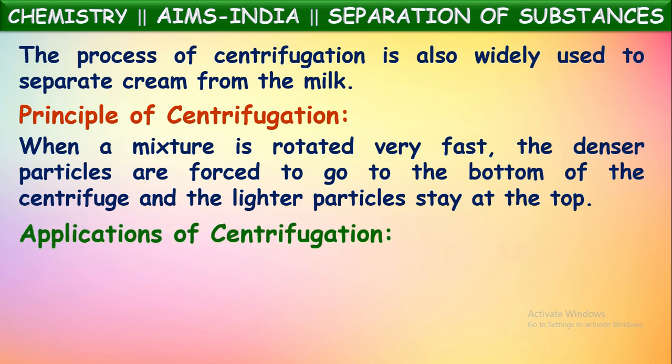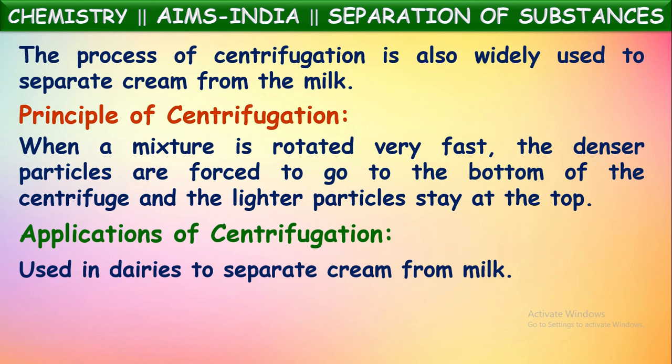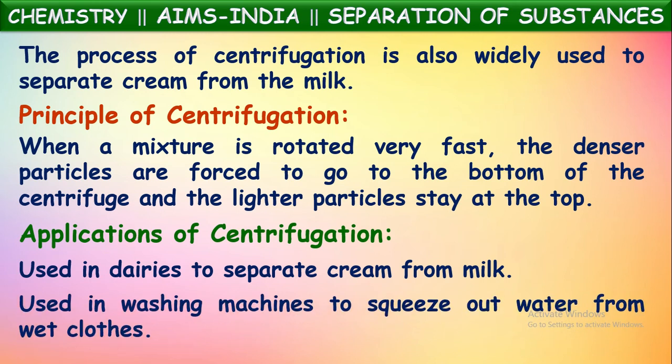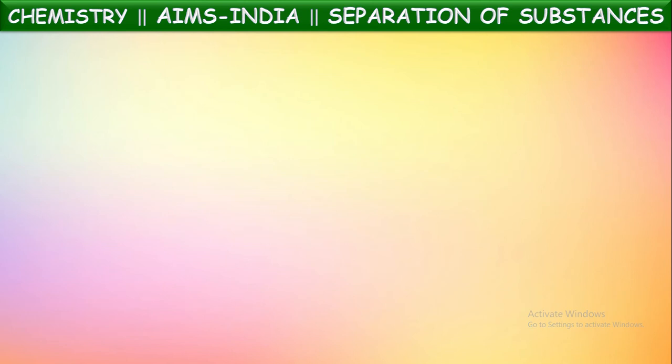So where do we apply this centrifugation process? As we told, it is used in dairies to separate cream from the milk. In the milk dairies, they separate milk and cream by using centrifugation. Milk will be whirled at very high speed so that cream will be separated from it. It is also used in washing machines to squeeze out water from wet clothes. In washing machines, clothes are whirled at very high speed, isn't it? Then the water and the dirt particles present in the clothes will be separated out from the clothes. Okay, that is about the centrifugation technique.